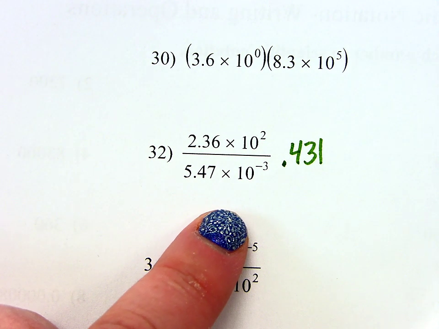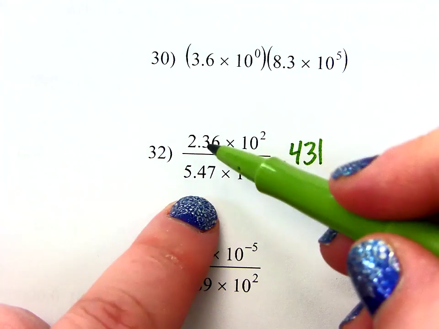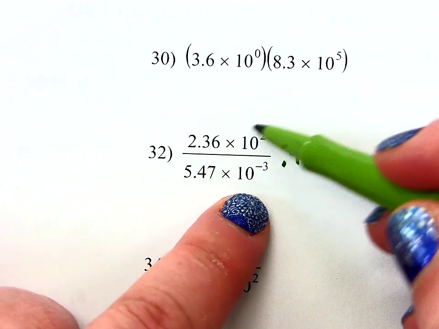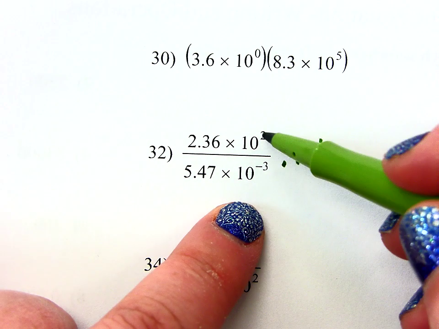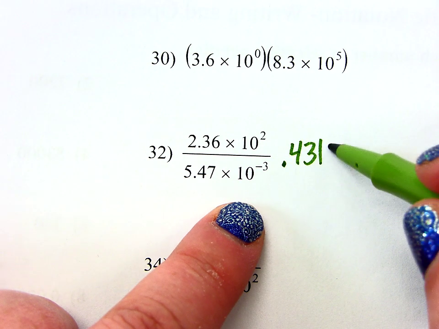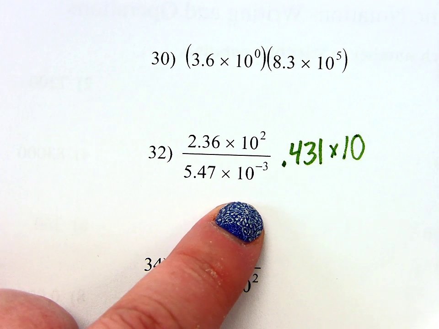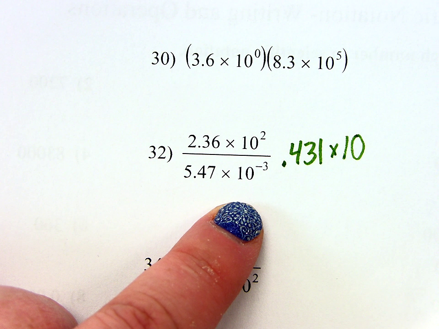Now, I need everybody to look and think. Don't say anything out loud. So all I did was divide these two numbers. When I simplify 10 squared over 10 to the negative third, that's going to get me 10 to the what? Don't say it out loud. You all know this. Look at it.